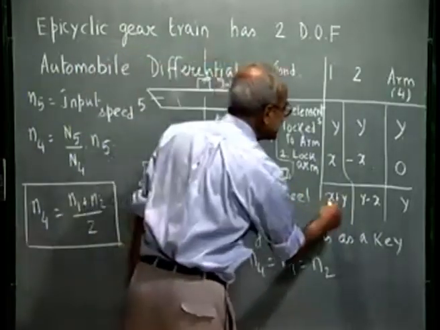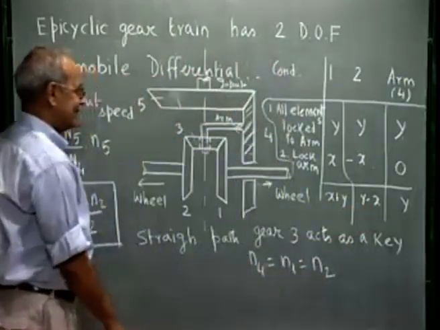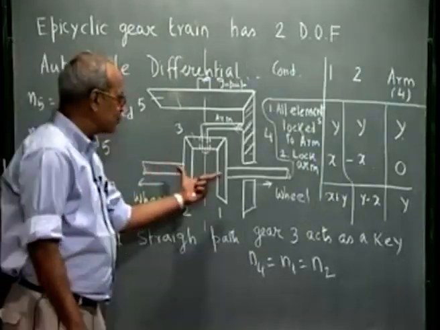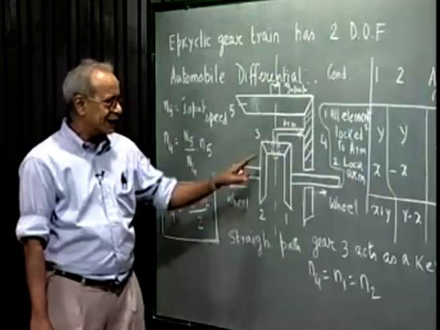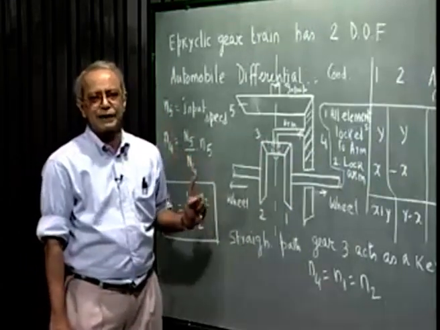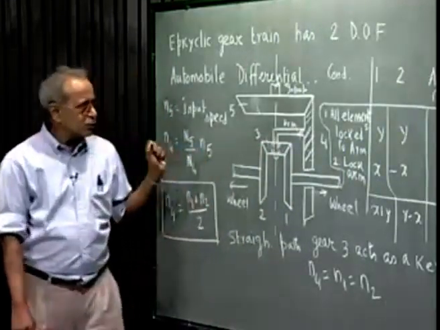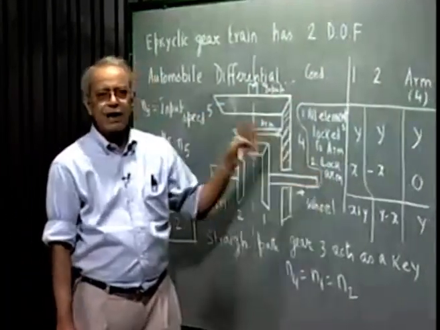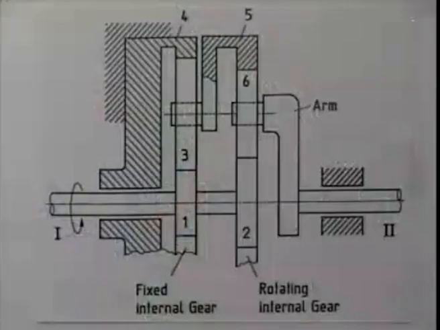One is y plus x, the other is y minus x. So this is how an automobile differential can create two different output speeds if necessary because of this epicyclic gear train. We shall now solve one or two more problems to show you this tabular method for analyzing epicyclic gear trains. As I said, let me now solve this example of an epicyclic gear train.